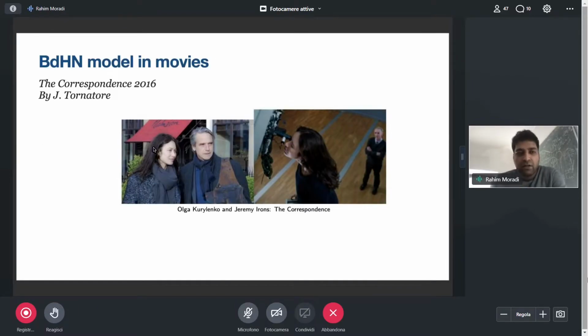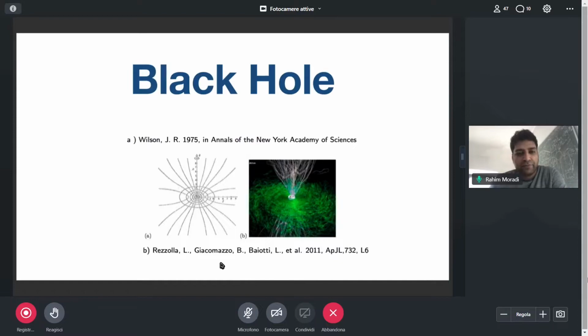And this model has also been incorporated by the well-known director Tornatore in one of his movies, in 2016, in which part of the movie is about this model.